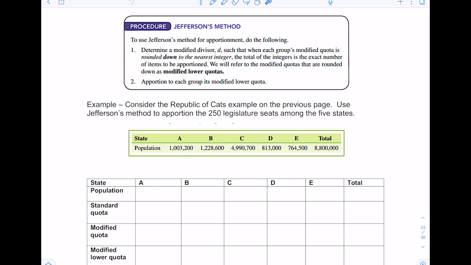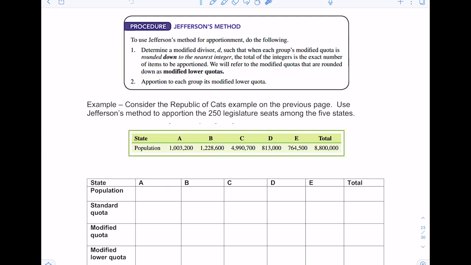So this is a good way to check your answers from the last problem where you had this republic and you had to figure out use Hamilton's method to apportion the 250 legislature seats among the 5 states in that republic. So we're going to do that here, except we're going to use Jefferson's method this time. And again, in Jefferson's method, we're finding a modified divisor, okay? And we're going to take the modified divisor to find the modified lower quotas, and then apportion to each group its modified lower quota. Okay.